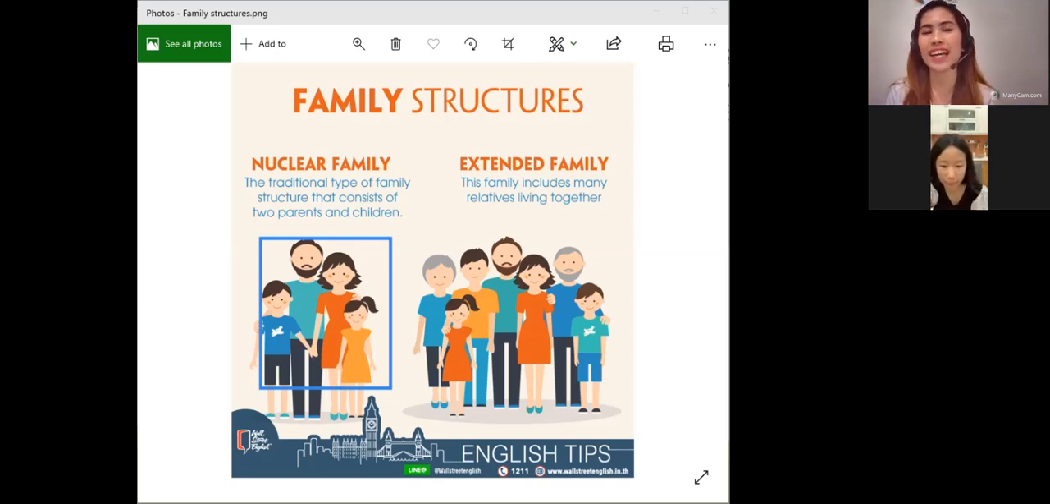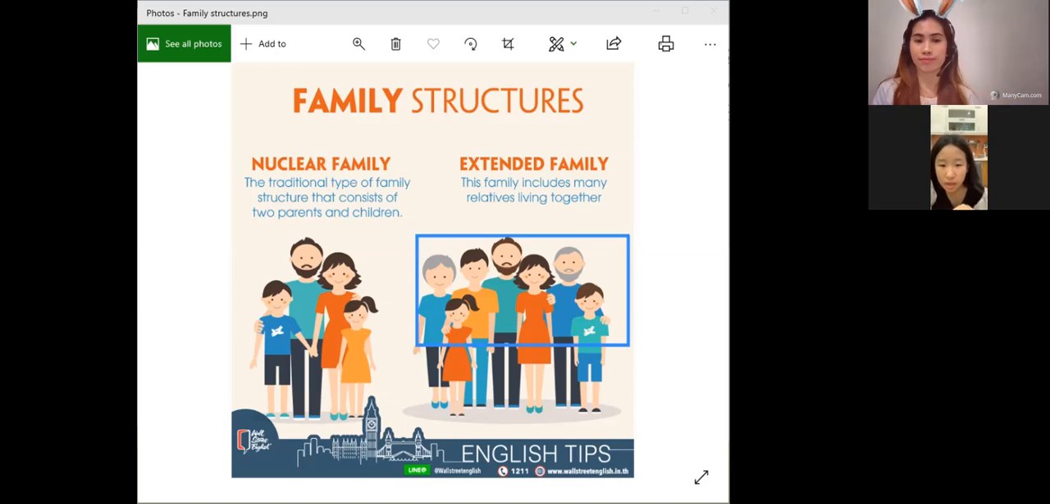Okay, next, extended family. Who is in the extended family, dear? Who are they? Children, grandparents, and parents. Okay, so that is extended family. They include many relatives and they live together.